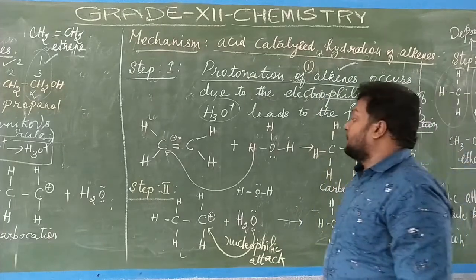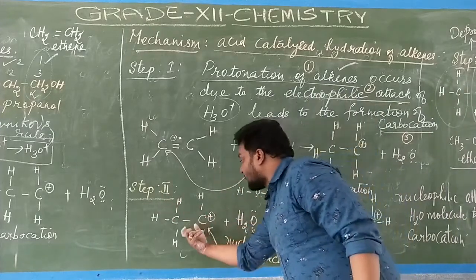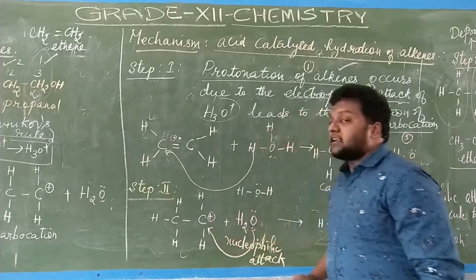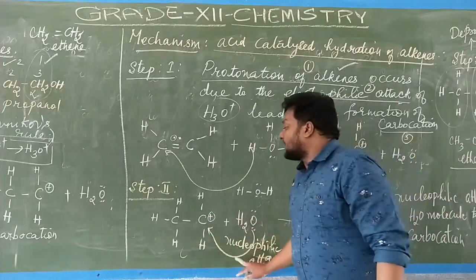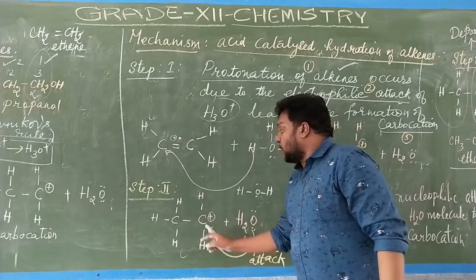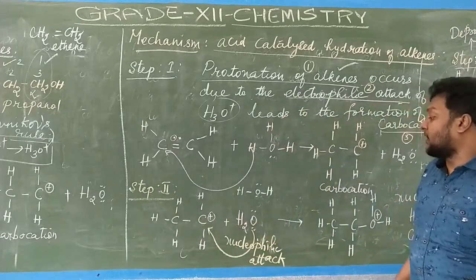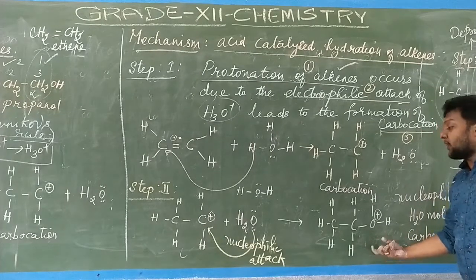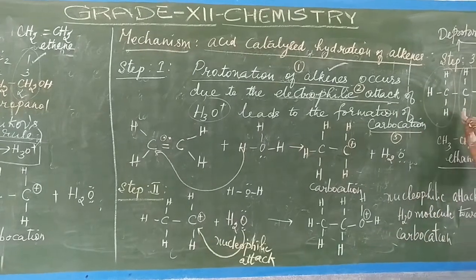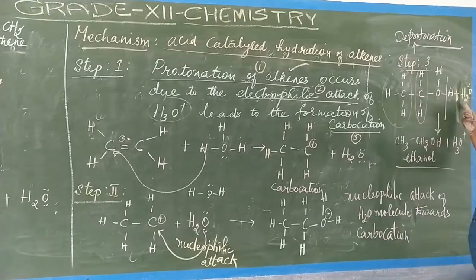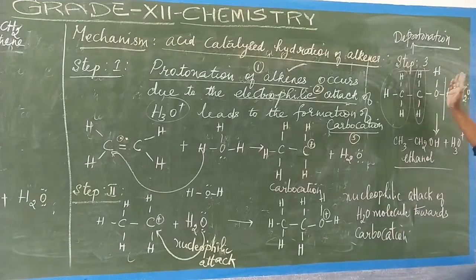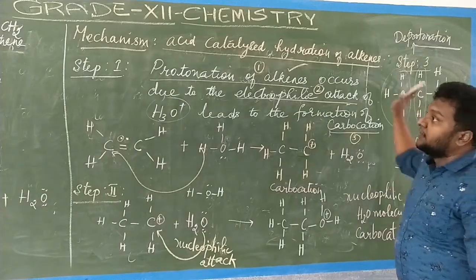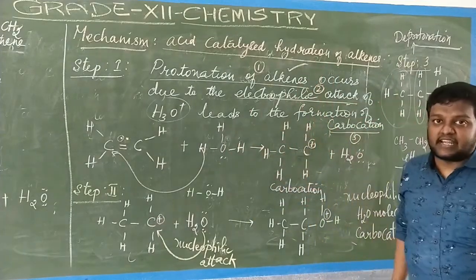What is the second step? The second step is we take the carbocation formed in step 1 and add it to water. The water will bring about the nucleophilic attack on the carbocation. As a result, it gives rise to the formation of an intermediate product. Now take that product formed in step 2 and mix it with a water molecule. Deprotonation will take place, resulting in the formation of ethanol. This is the mechanism of the first reaction.